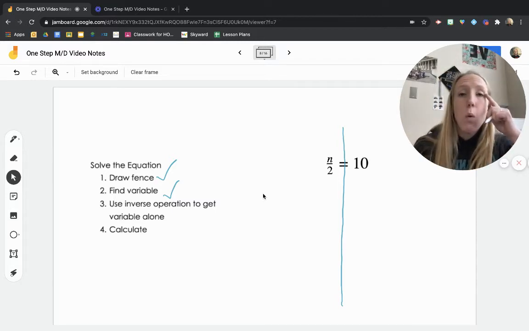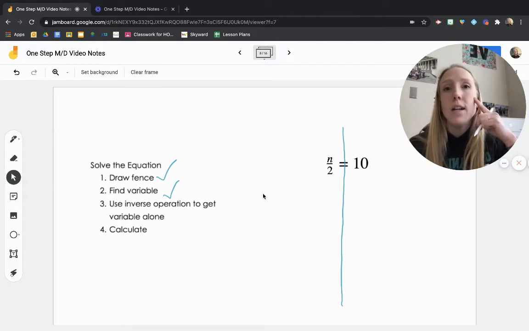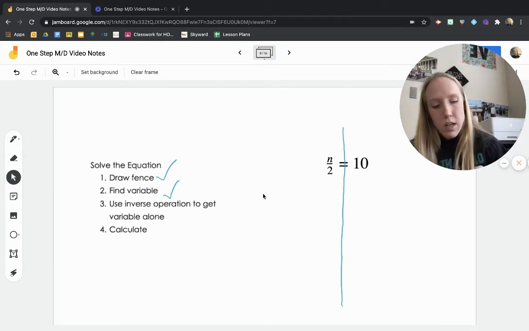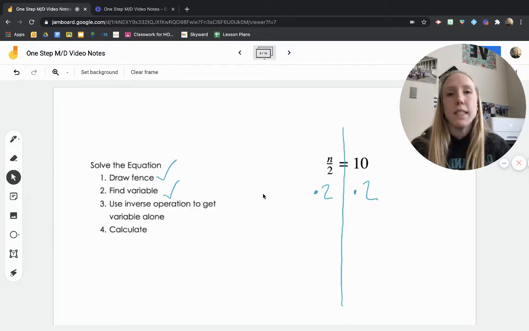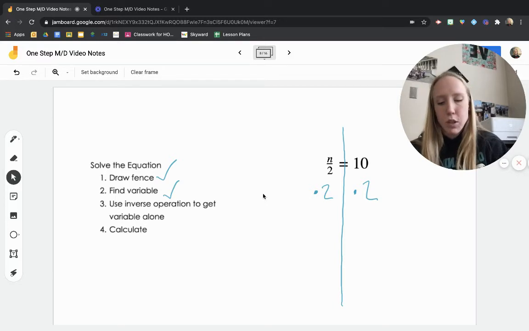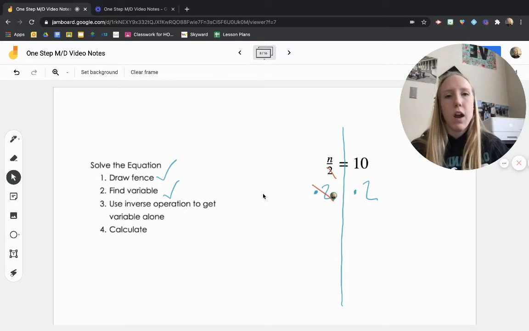So I think to myself, what is the inverse of dividing by 2? Well, I know the inverse of dividing is multiplying, so I'm going to multiply both sides times 2. Times 2 and times 2. All right, so divided by 2 times 2. This stuff, the divided by 2 and the times 2, those take each other out. Those cancel each other out. They undo each other.